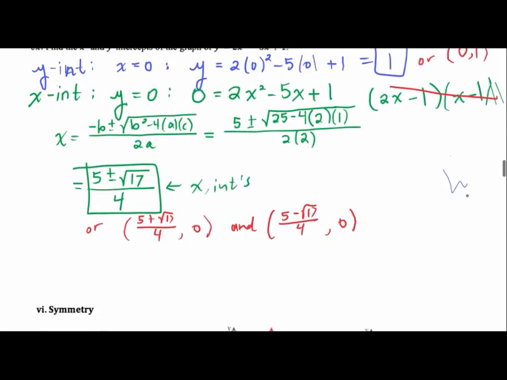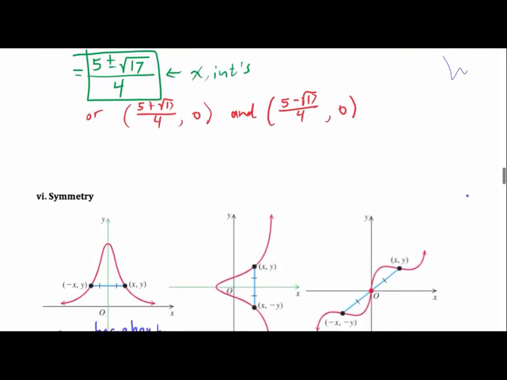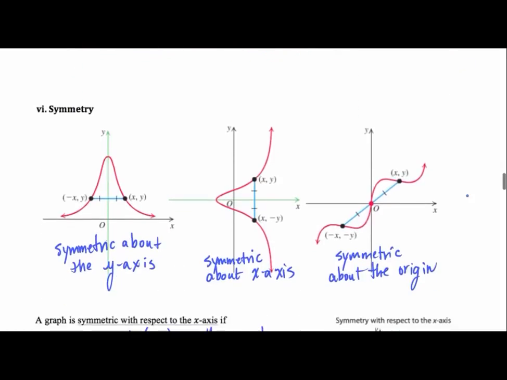Okay. Symmetry. That's the next topic. All right. What does symmetric mean? So something is symmetric if it's like a mirror image. Okay. So a graph is symmetric about the y-axis if the y-axis is like a mirror. Right. So it's reflecting itself over that. Or this would be symmetric about the x-axis because it's like a mirror image over that axis.